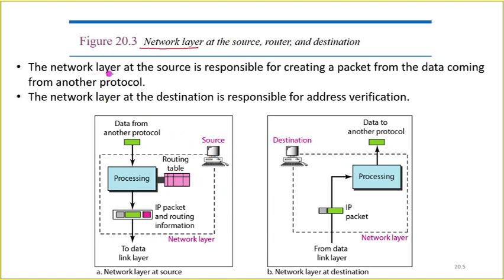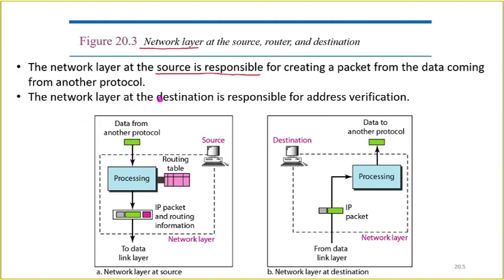At the network layer, the network layer at the source is responsible for creating a packet from the data coming from another protocol. Any data coming from some upper layer protocols, it will create a packet out of it with the help of the routing table.